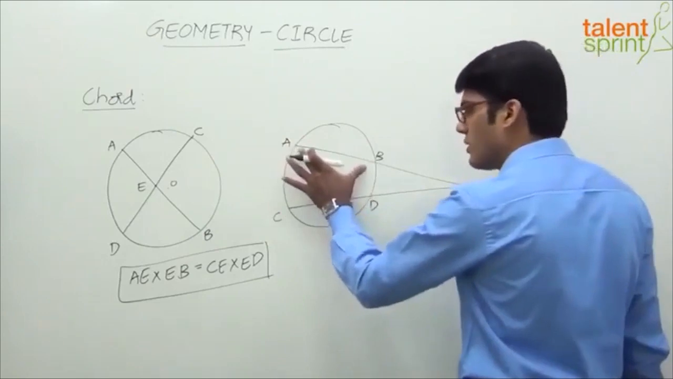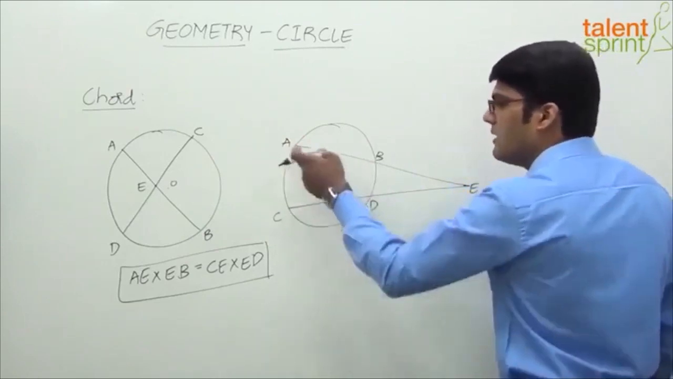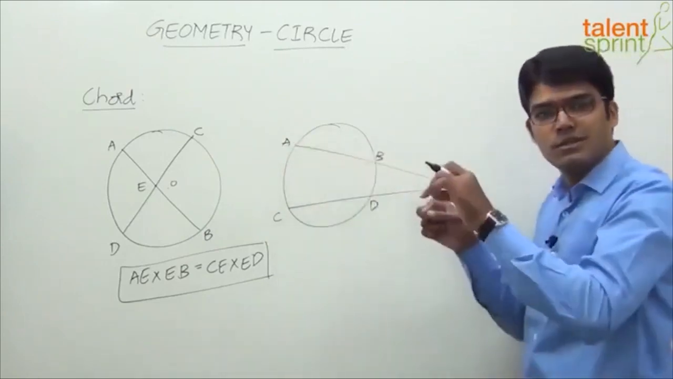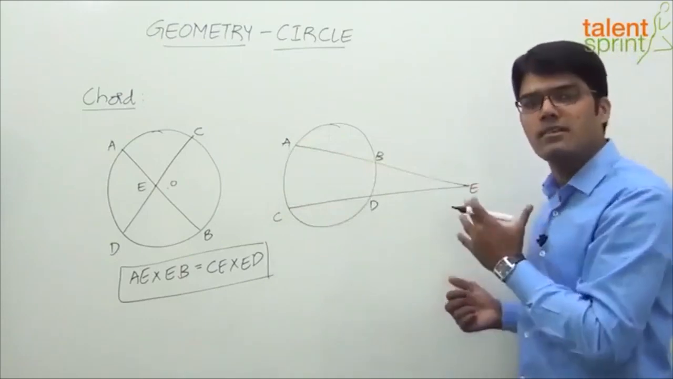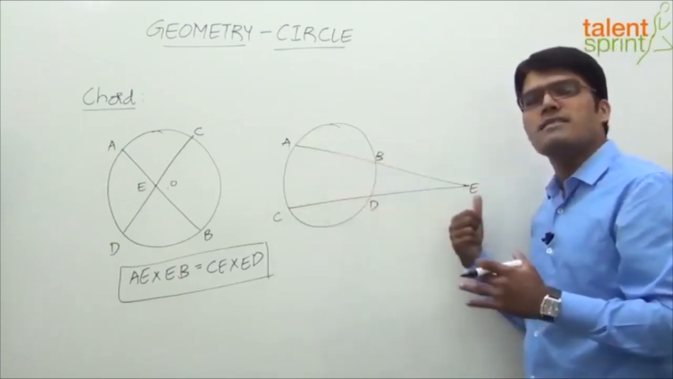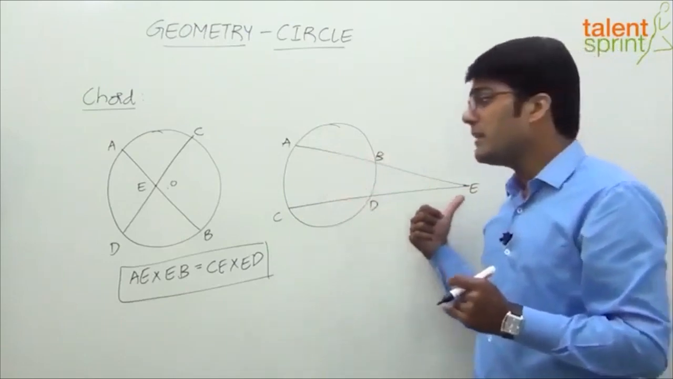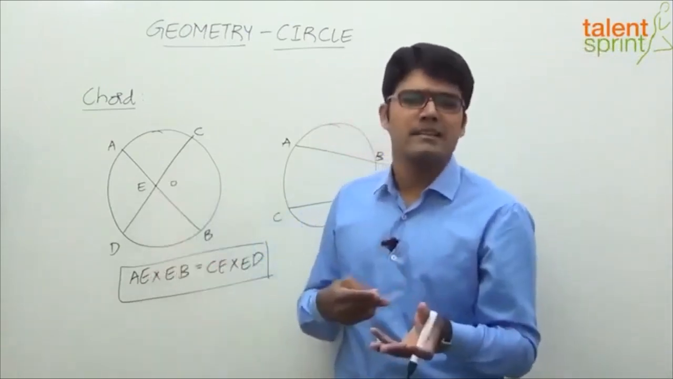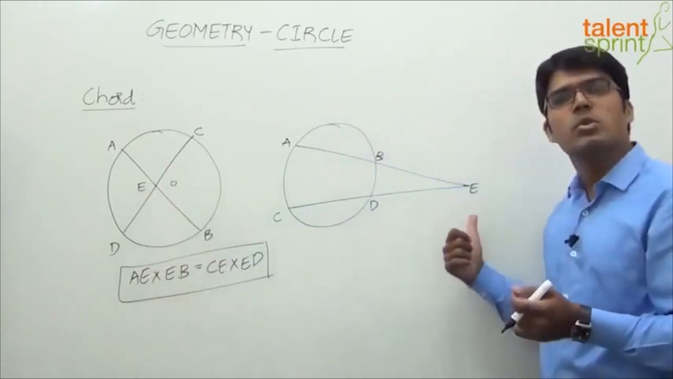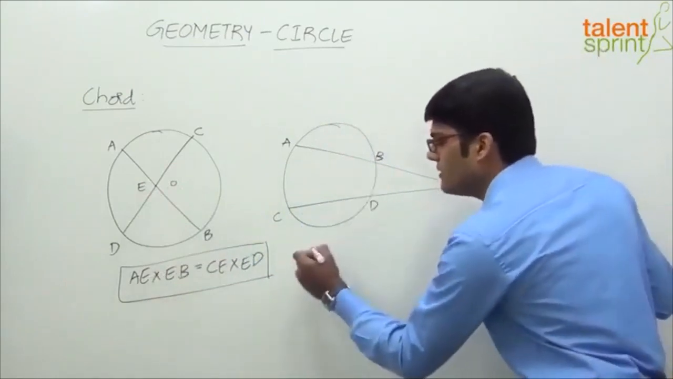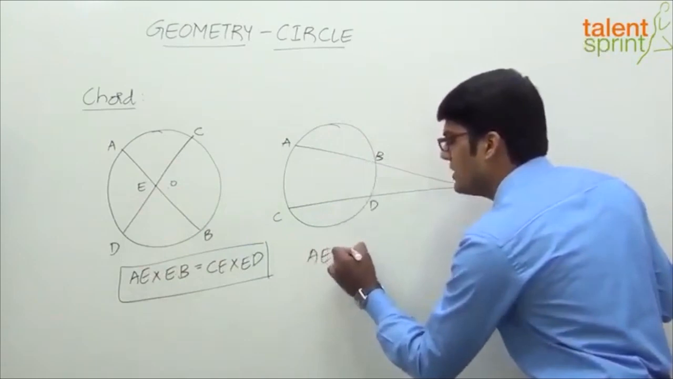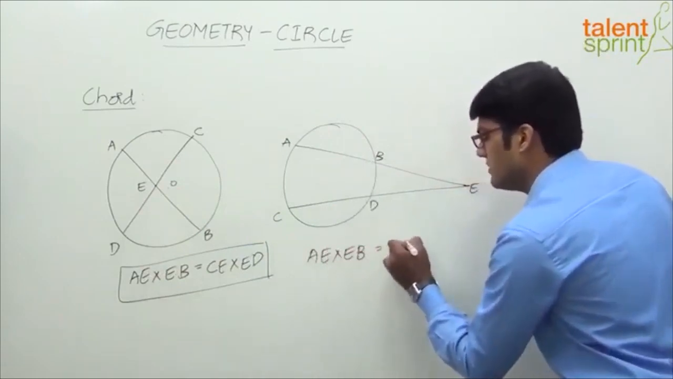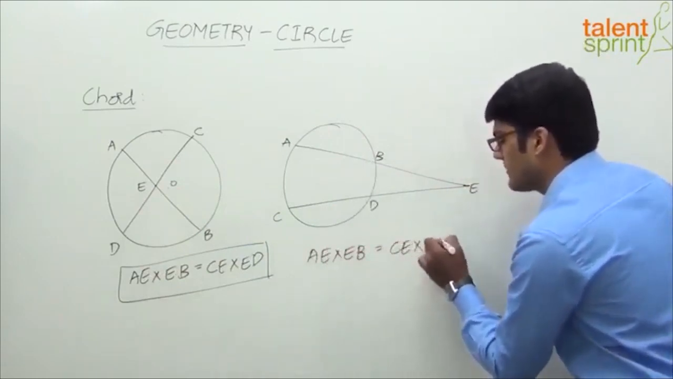The chords are AB and CD here, because we cannot say AE is the chord. A chord is always within the circle. You cannot call AE a chord, but you're extending the two chords so that they meet at an external point. It is not compulsory that the chords will always intersect internally. They can intersect either internally or externally. But in both cases, AE into EB will be equal to CE into ED.